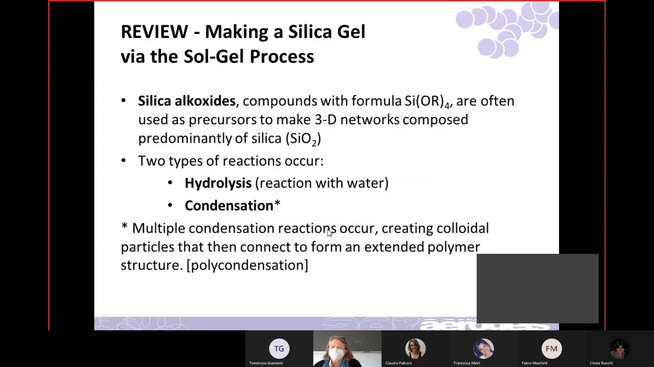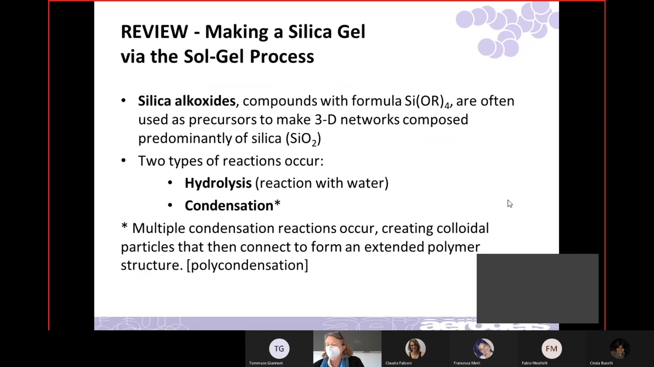So again, this is just a review of what Mary talked about, making the silica gel via the sol-gel process. She talked about starting with the silica alkoxides. Right? She talked about the Si-OR. That was the TMOS or the TEOS that she talked about. And then she talked about those reactions, hydrolysis and condensation. And she took you through some of those chemical structures, which I'm not going to do.